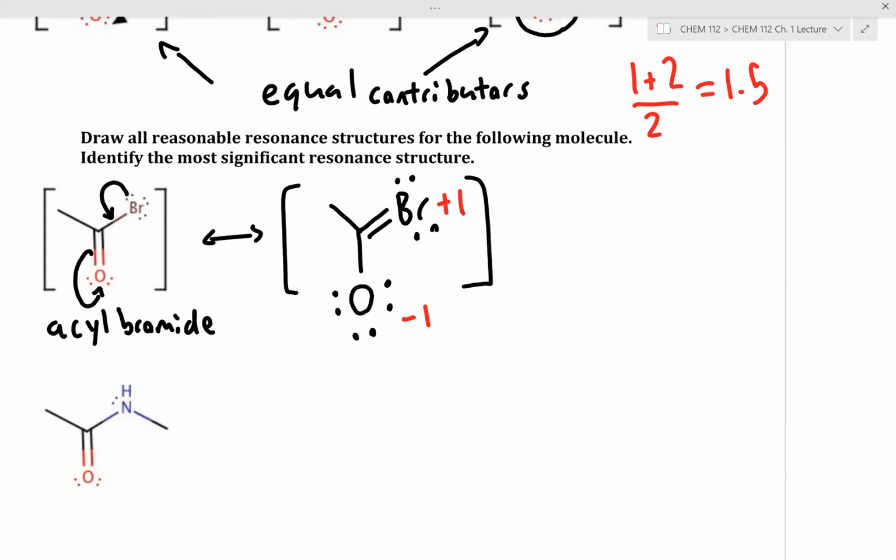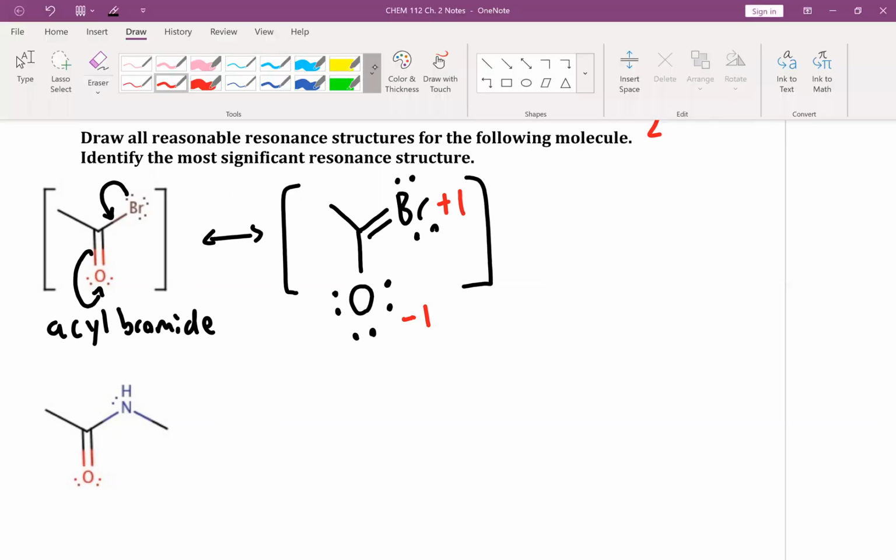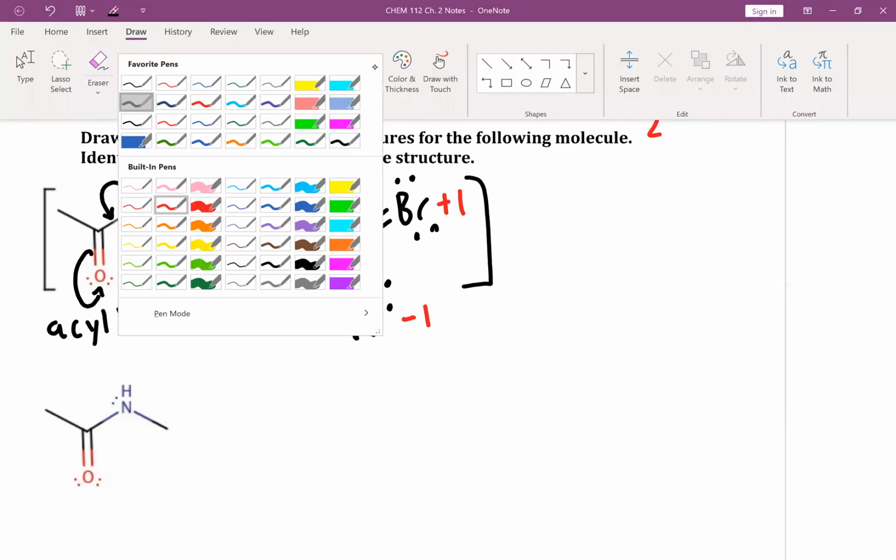If you're just moving around your electron density, the total charge of your molecule by definition cannot change because our total number of electrons has not changed, right? So then, what's another potential resonance structure that we can draw?